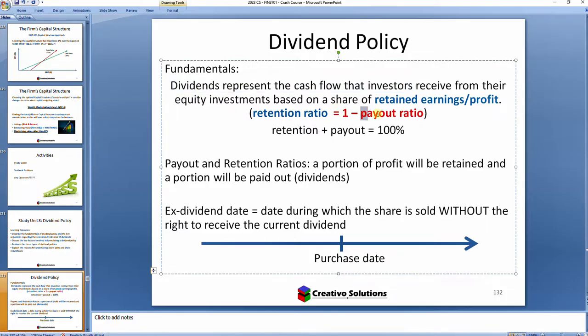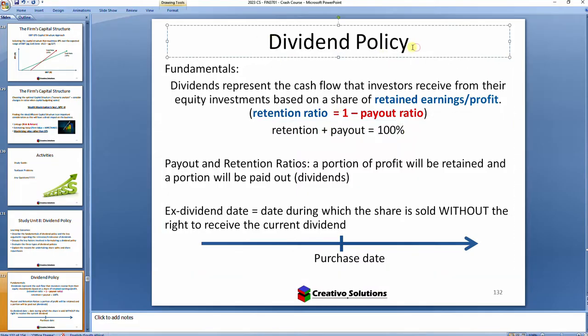Okay, a payout ratio is what is used to describe that. So payout ratio, how much you pay out. Retention, how much you keep. Remember, they both need to add up to 100%. And a company will choose how much they retain and how much they pay out. And this is dividend policy.